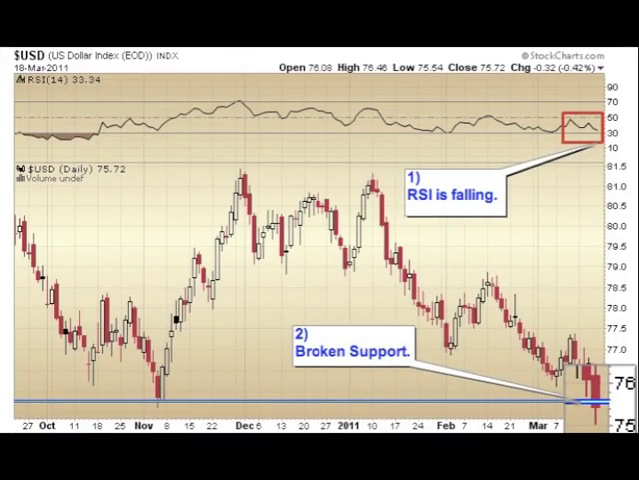And a look up top at the relative strength index, we see that that's also falling, so we gave that a red mark. Also, 0.2 below shows us we've got some broken support where we fell below that blue line. That's also bearish. So things are not looking too good on a daily chart with the US dollar.